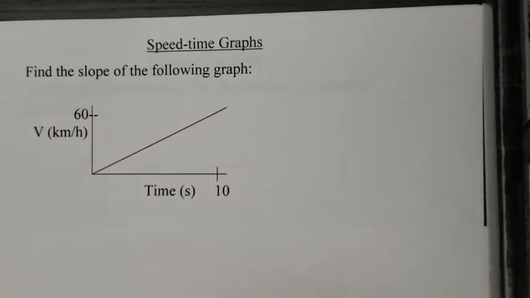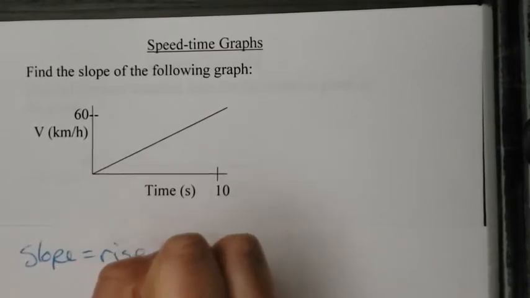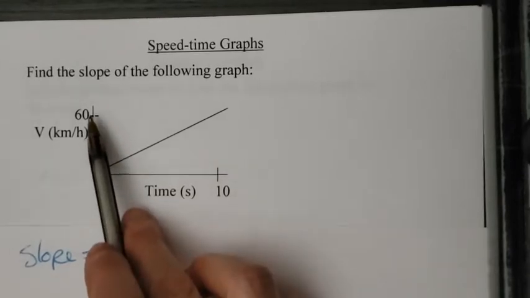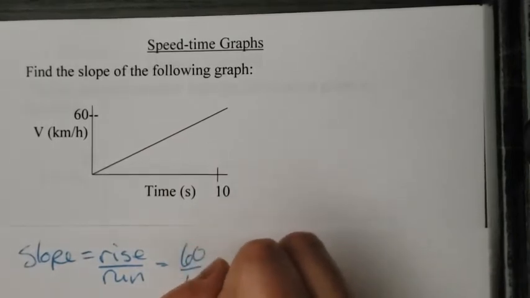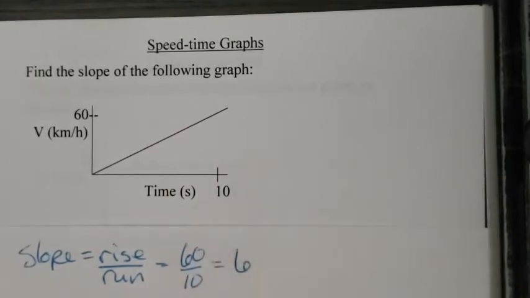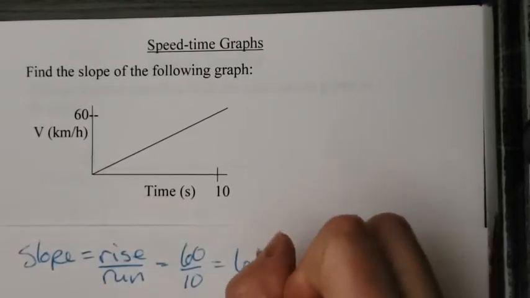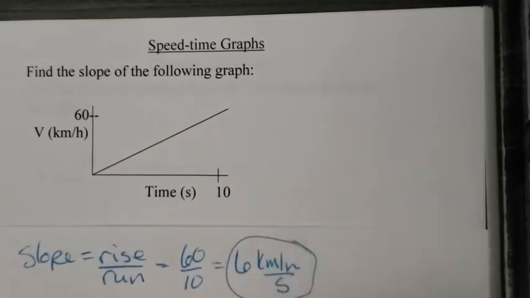So let's do that. I know that slope is equal to the rise divided by the run. And in this case here, the rise is 60 and the run is 10. So it's going to be 60 divided by 10, which is 6. Now let's look at the units. Well, my rise was in kilometers per hour and my run was in seconds. So my units are kilometers per hour per second. And when I look at that quantity, it's actually an acceleration.